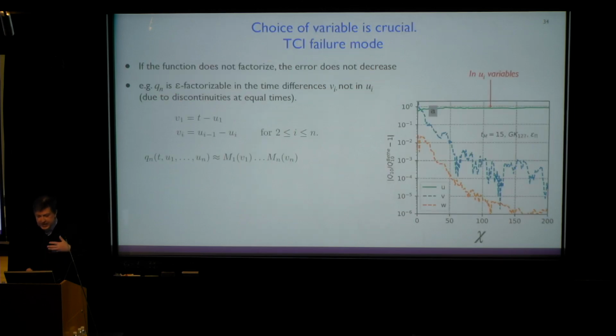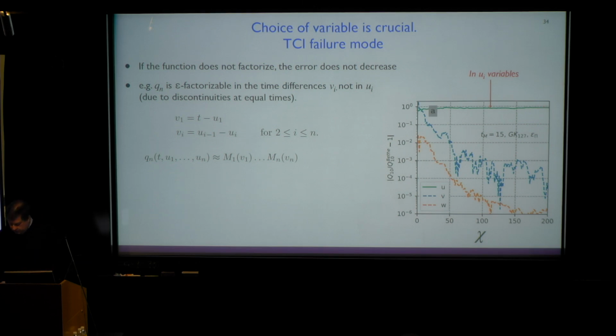And I want to insist on that, again, the choice of variable in your function is crucial. That was one of the questions, whether the algorithm works. The algorithm works, but it depends a lot on the choice of variables. If you choose the time differences, it works as advertised. If you just choose the time, well, here is what happens. The relative error is the green curve here as a function of chi. It absolutely doesn't work.